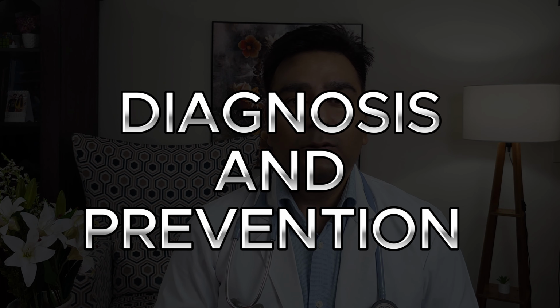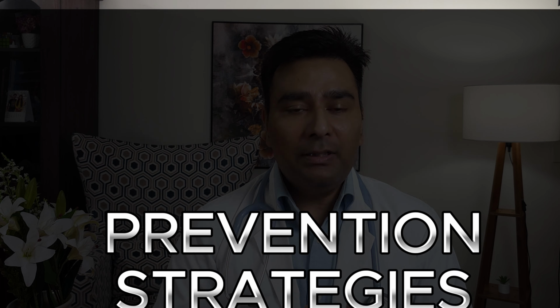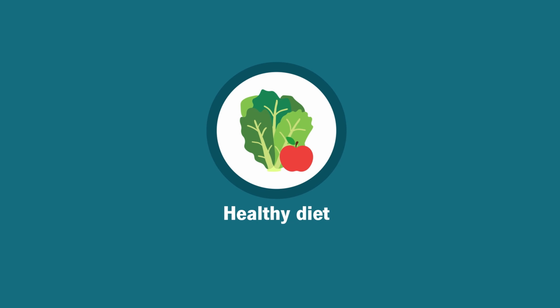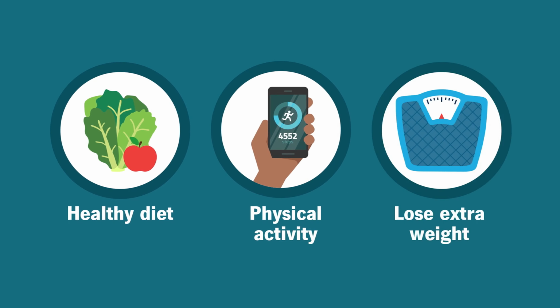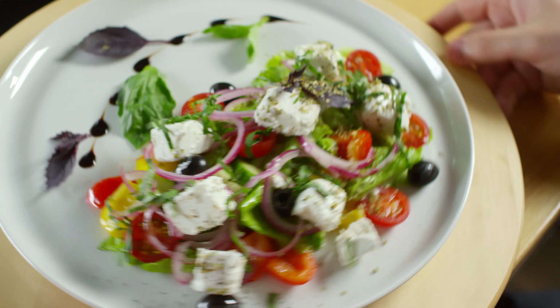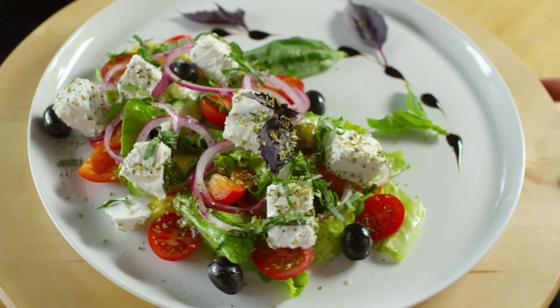Diagnosis and prevention. So, how can we diagnose and prevent insulin resistance? Diagnosing insulin resistance usually involves blood tests to measure fasting glucose and insulin levels. The most common test is the HOMA-IR test, which calculates insulin resistance based on these values. Prevention strategies. Prevention is key, and it's never too late to make positive changes to reduce your risk of insulin resistance. First and foremost, maintaining a healthy weight through a balanced diet and regular physical activity is essential. A diet rich in fiber, whole grains, fruits, vegetables, and lean proteins can help keep your blood sugar levels stable.